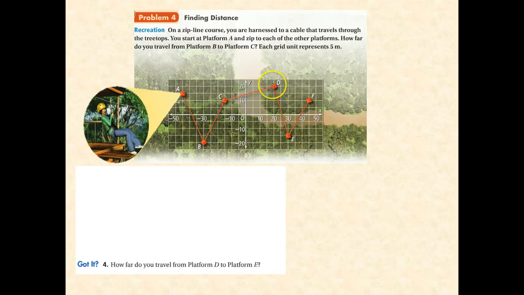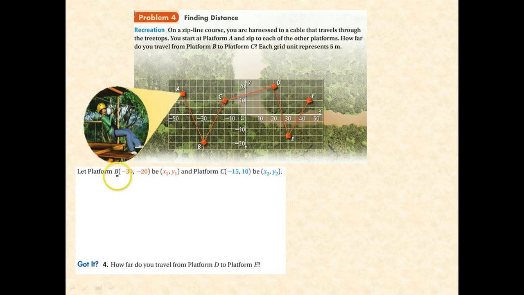Ooh, zip lines. You are harnessed to a cable that travels through the treetops. I actually did this in Costa Rica. It's super fun. You start at platform A and zip to each of the other platforms. How far do you travel from platform B to platform C? Each grid unit represents 5 meters.